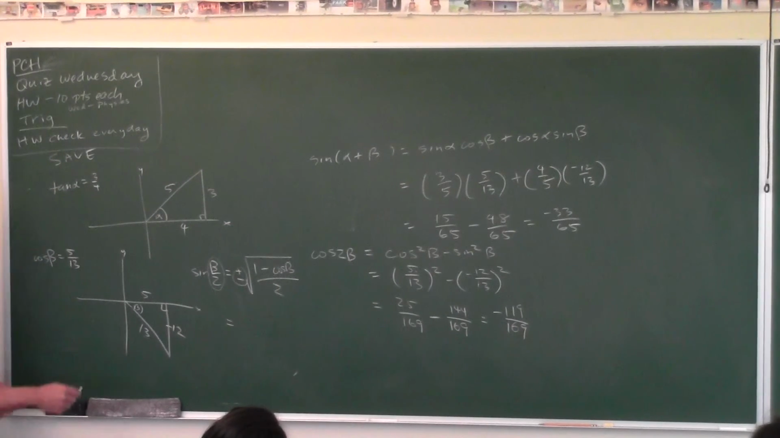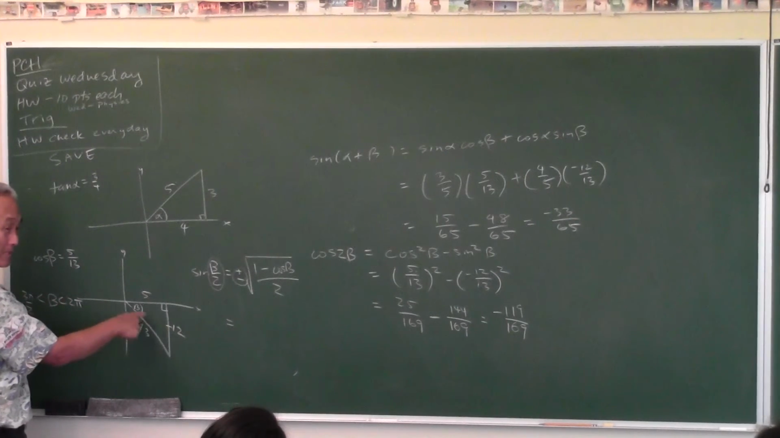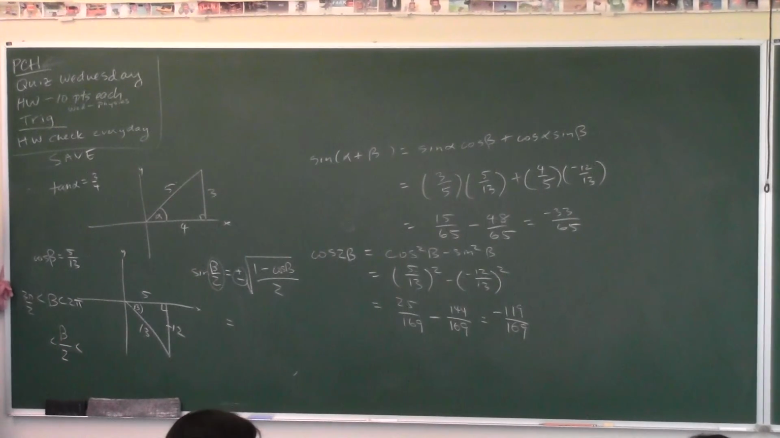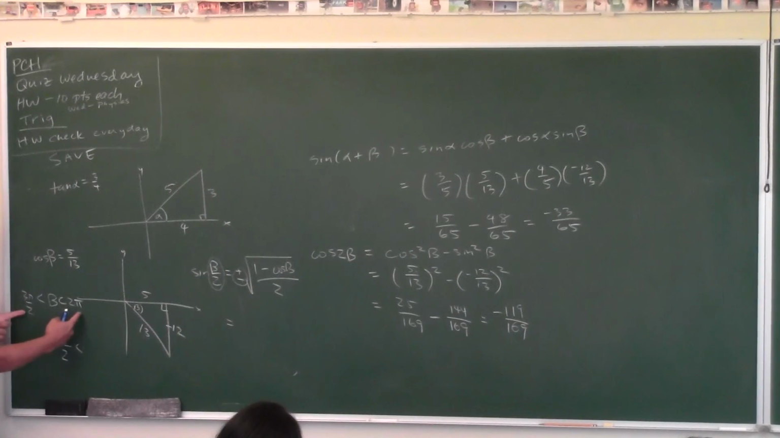Well, if you look at the original problem, didn't it say beta was between 3 pi over 2 and 2 pi, right? Because that's why we drew it in the 4th quadrant. But we don't have to know where beta is, we have to know where beta over 2 is. How do you get from beta to beta over 2? Divide by 2. So just take this, divide everything by 2, or times it by a half if that's easier. 3 pi over 4, and then divide that by 2.